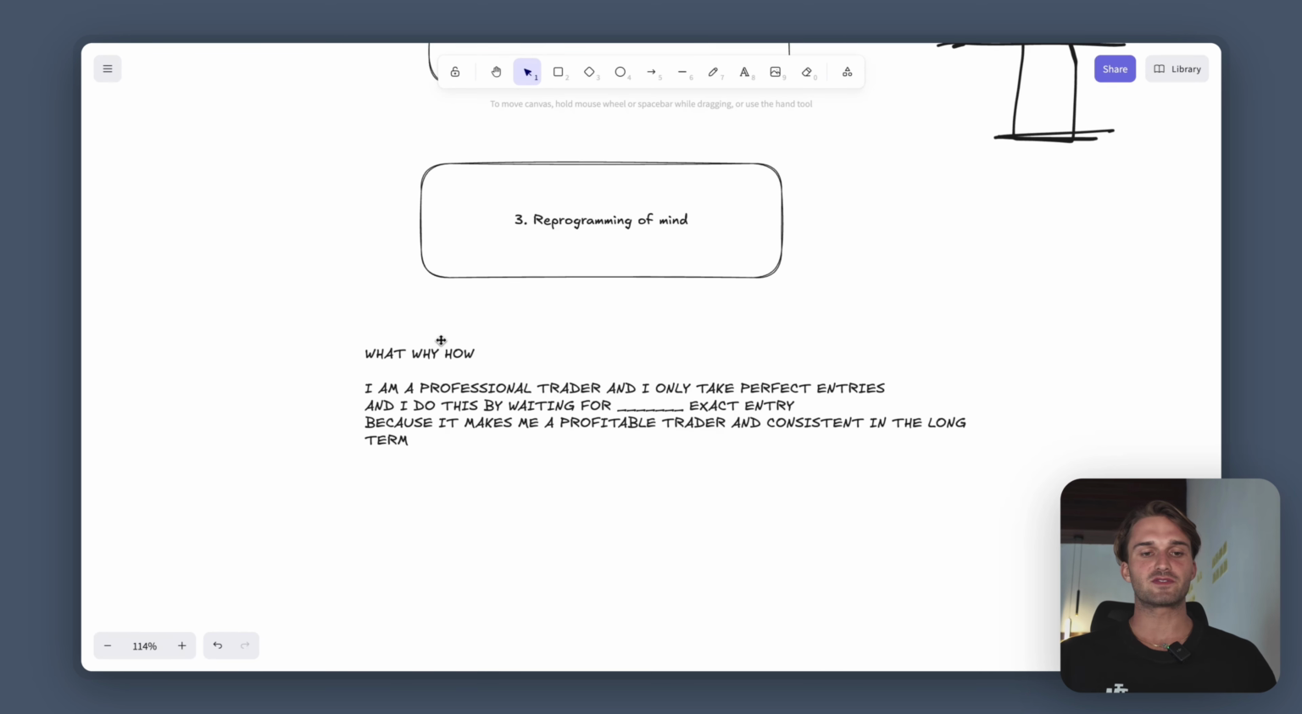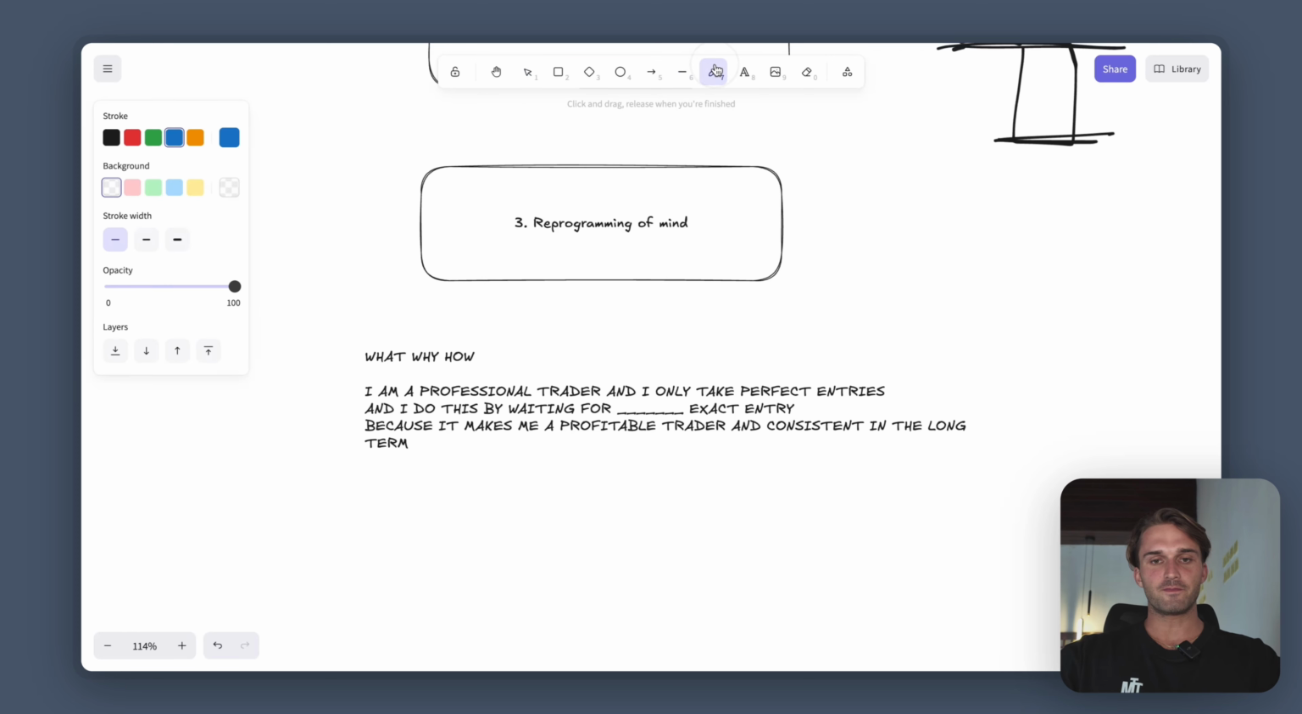Your mind understands from a what, a why, and a how perspective. You can't just say I'm a professional trader, because your mind is going to say, well, why are you a professional trader? So we build the statement with a what, a why, and a how. That's much more powerful than just an affirmation. So what you can do then is you have the what.